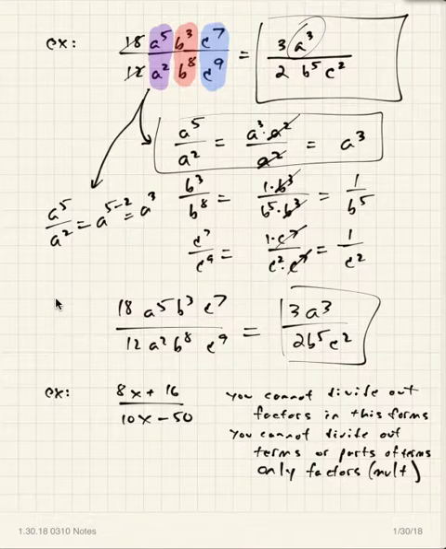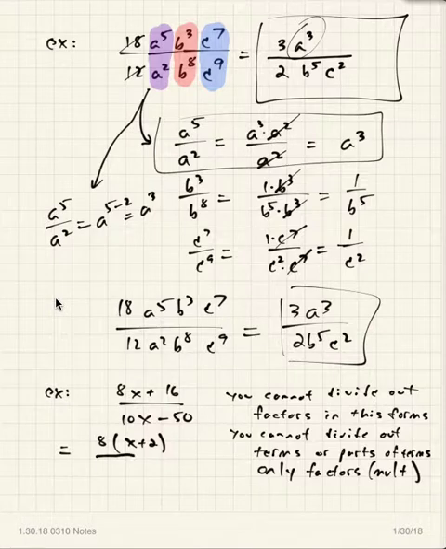Now, I'm not saying that this problem's simplified, though. The reason why is because we can rewrite this so that we do have multiplication. In the numerator, there's a common factor of 8. And when you take out that common factor of 8, you're left with x plus 2.